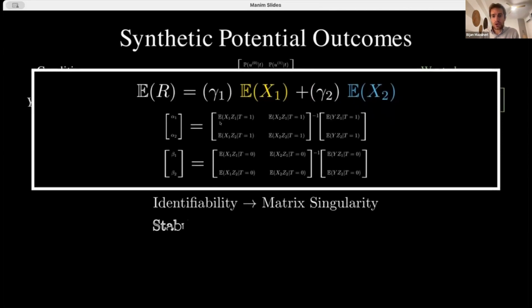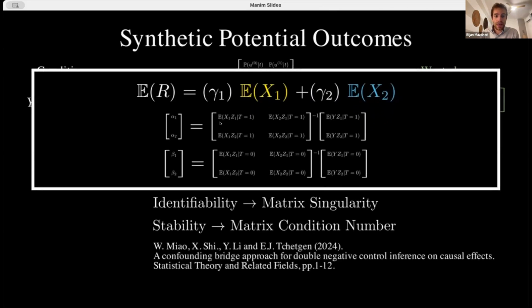So identifiability now corresponds to matrix singularity. Can I invert that matrix? And stability now corresponds to the matrix condition number. It's a detail maybe we could talk about later.